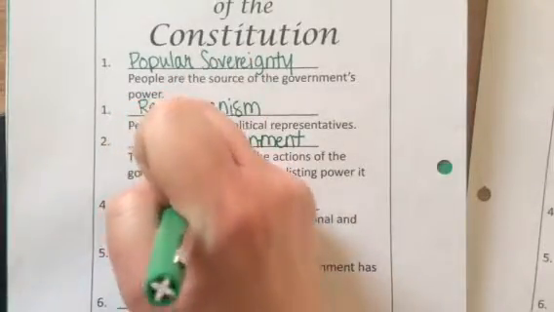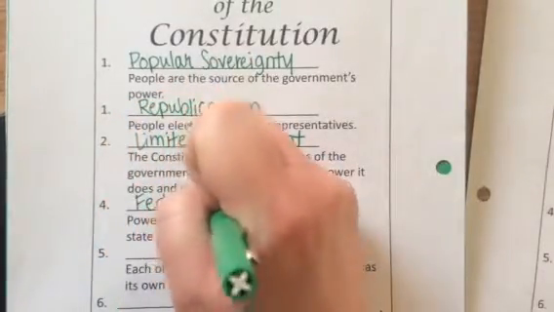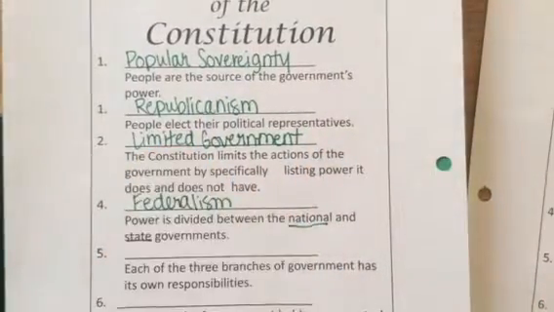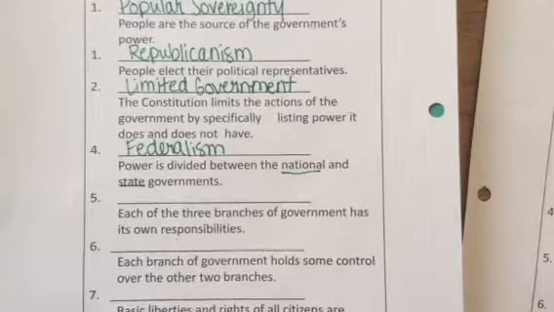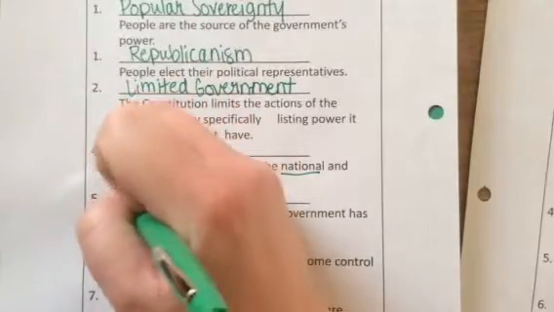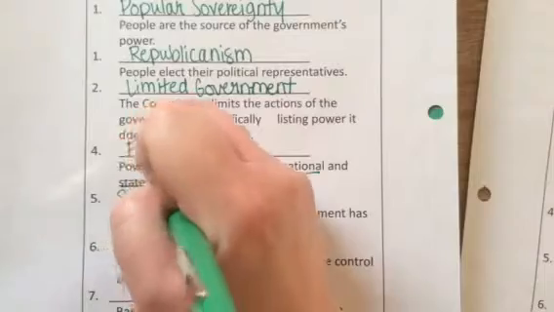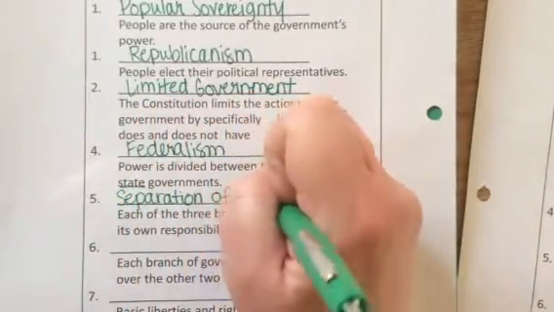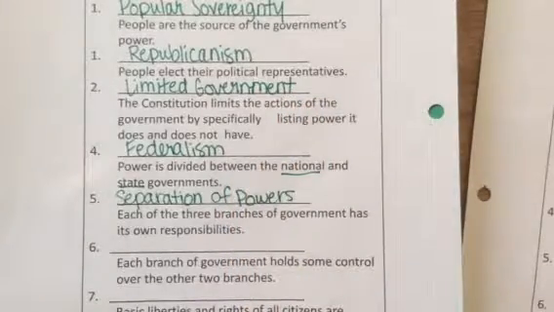We also have something called federalism, which means that the power is divided between the national and the state government, which we're going to pull apart on the other side of this notes page. Each of the 3 branches of government has its own responsibility, which means that there is a separation of powers. Our government is divided into 3 branches: legislative, executive, and judicial. And we're going to talk more about those later.